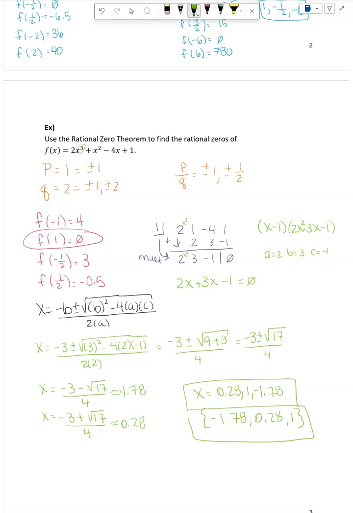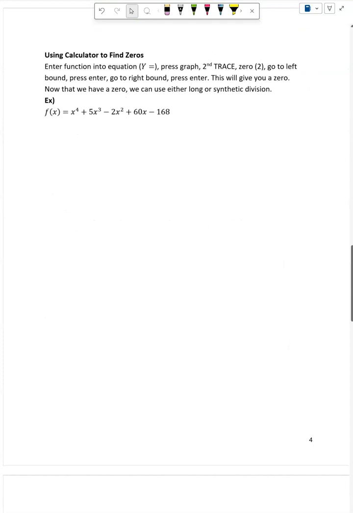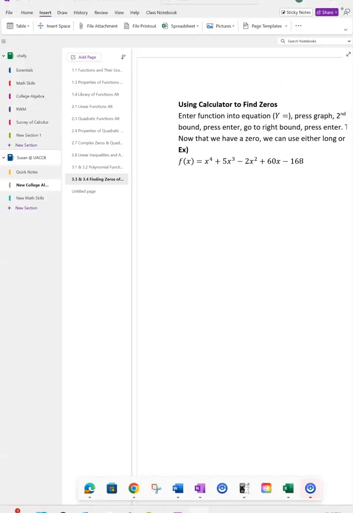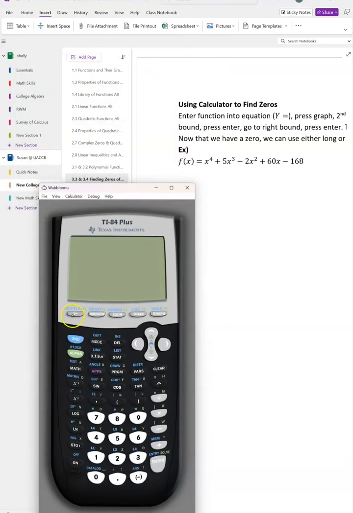Okay. Alright, that's it for that one. I think we have one more we're going to see using the calculator. So let's do that real quick, if we could get it all together on this one sheet. So enter the function into y equals, right, and press second trace.